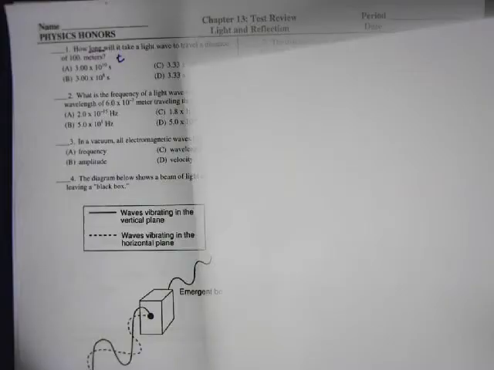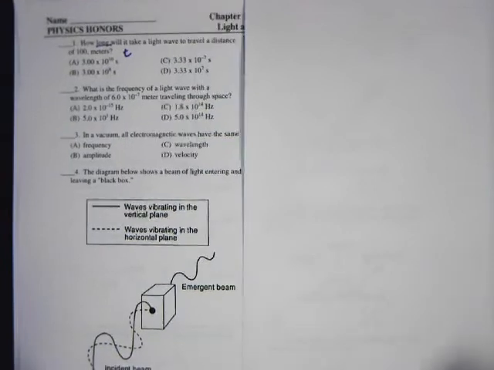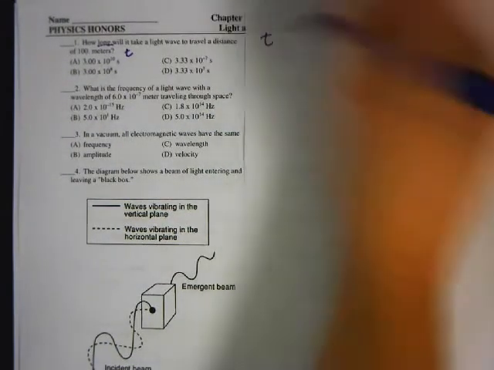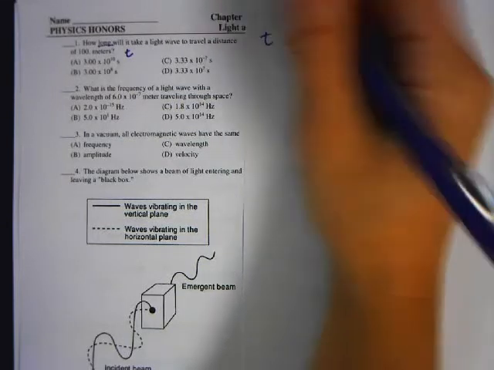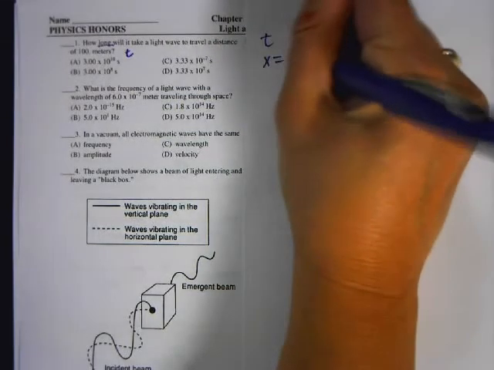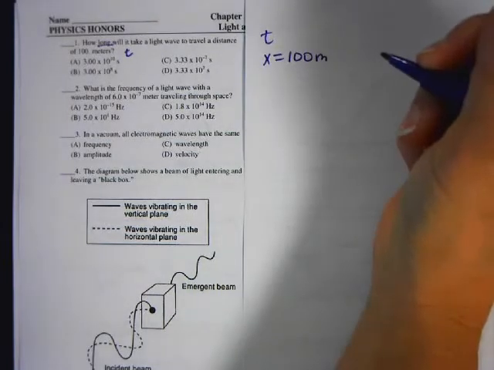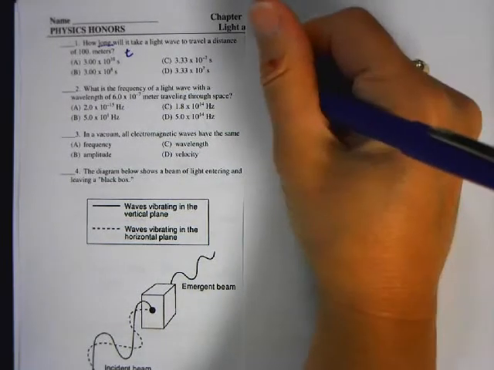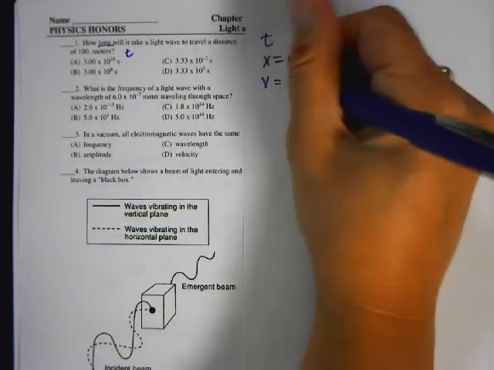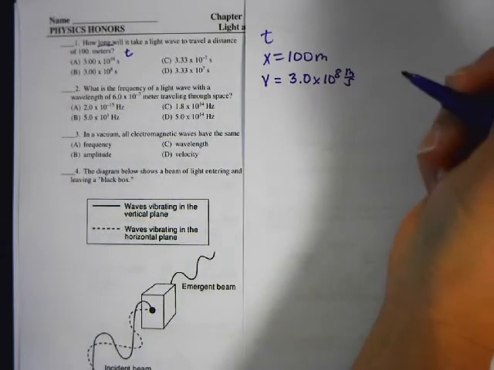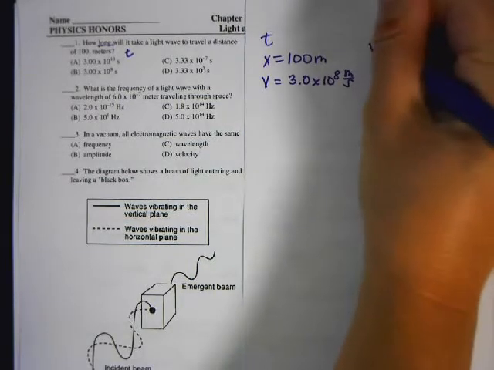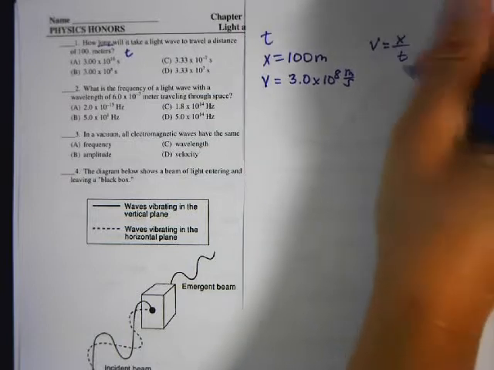And let me put a paper side by side so we can see it. So how long means I want to find the time. Will it take a light wave to travel a distance of 100 meters? So I know the distance is 100 meters, and I know that light in a vacuum all has the same speed, 3.0 times 10 to the 8 meters per second. Okay? So I know that velocity is distance over time.